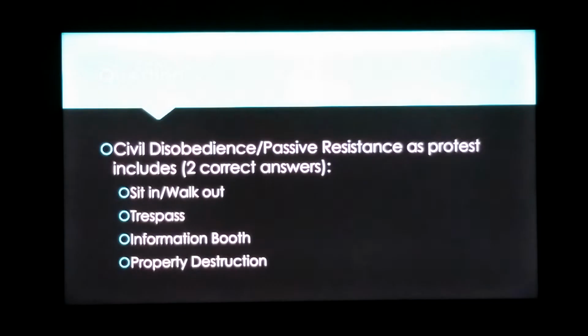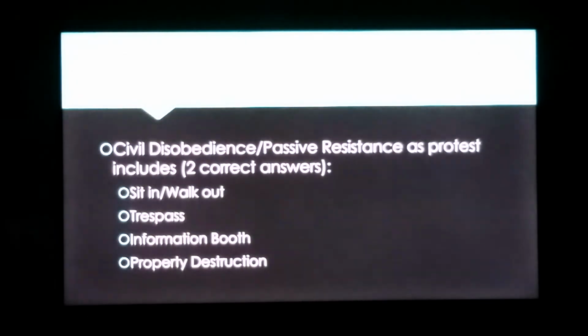So, your next question. Civil disobedience and passive resistance as protest include two of these. Which two are they? Is it A, sit-ins and walkouts, B, trespassing, C, information booths, or D, property destruction?